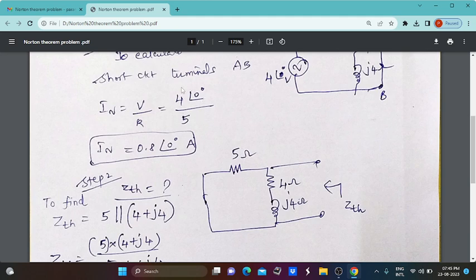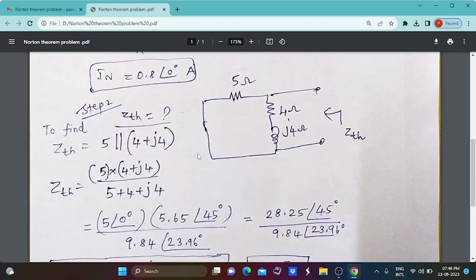The numerical value is denoted in polar form. That means your voltage value, which consists of an angle, is divided by the denominator value, a pure resistive value without any angle. So 4 divided by 5, and finally we get 0.8 with angle of 0 degree. So IN, the Norton current, is 0.8 angle 0 degree amps.